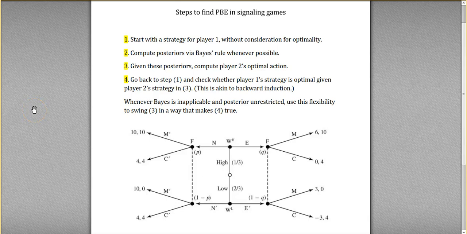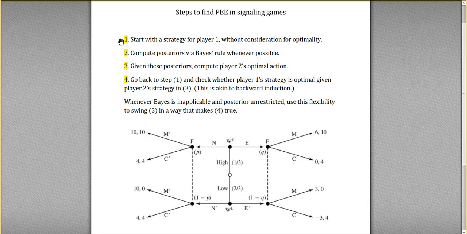Steps to find perfect Bayesian equilibrium in signaling games. This recording assumes you are familiar with Bayes' rule and familiar with the education signaling game covered in chapter 29. What are the 4 steps to find perfect Bayesian equilibrium in signaling games?